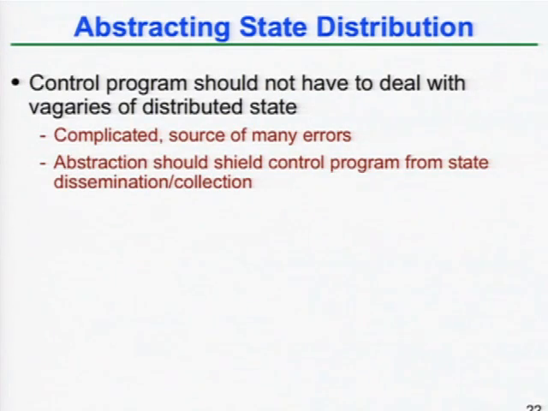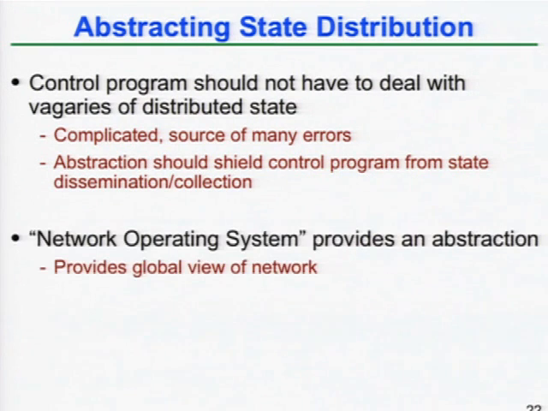What about state distribution? So the control program should not have to deal with the vagaries of distributed state. This is really complicated stuff. It's the source of many errors. The number of people who know how to build really solid distributed systems are about 10. You know, if you look at Google, it has dozens of complicated distributed systems. Jeff Dean has basically designed all of them. There are not many people who really get this stuff right. So it's really hard. So we should do it once and let everybody else leverage it rather than having your control program have to deal with it.